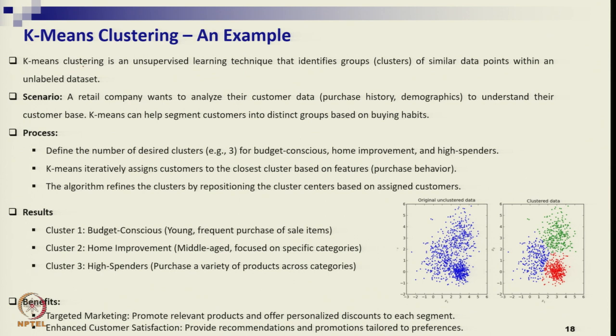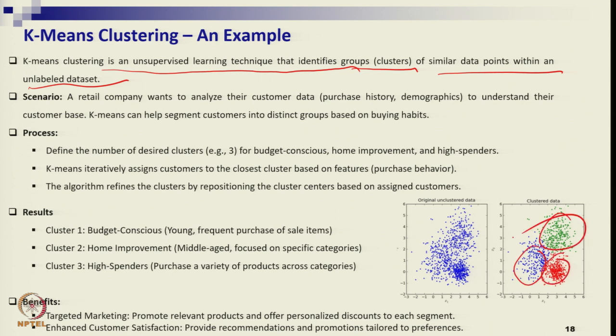Right. K-means clustering is an unsupervised learning technique that identifies groups, the clusters of similar data points, within an unlabeled data set. That is the first part. There will be no labeled data. All are unlabeled. All are features. Based on that, you are doing different types of feature classification, right? Like, say, children, adult, senior. So these different groups you are creating through the clustering process.